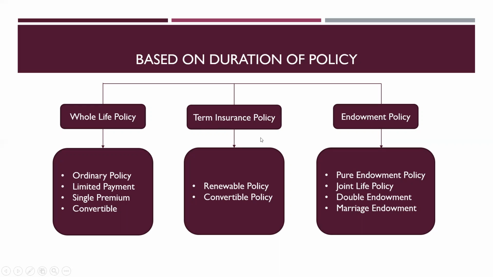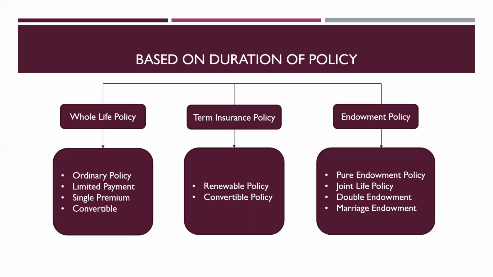Now, the second type of life insurance policy on the basis of duration of policy is term insurance policy. Term insurance policy is classified into two: renewable policy and convertible policy. See, term insurance policy, as the name denotes, is taken for a specified period of time. Okay, you're taking that insurance for a period of 5 years, maybe for 3 years, maybe for 1 year.